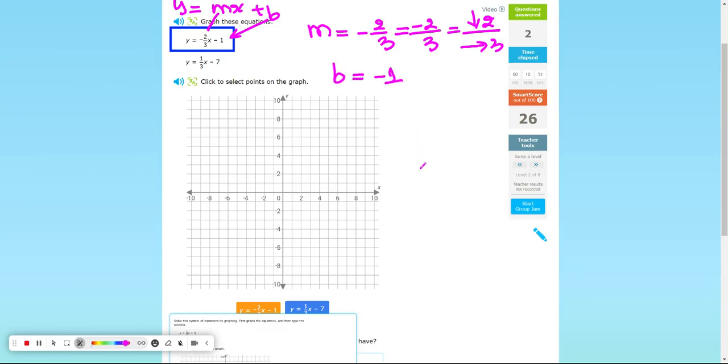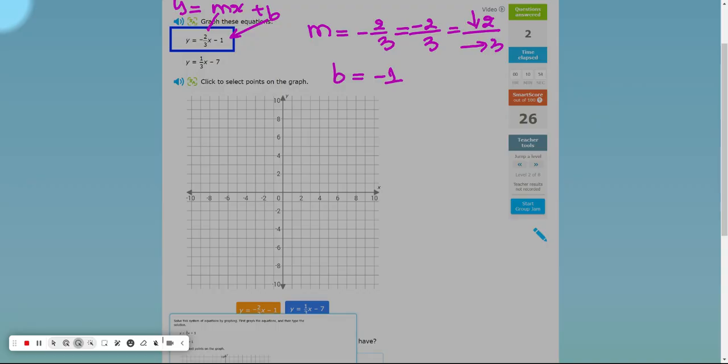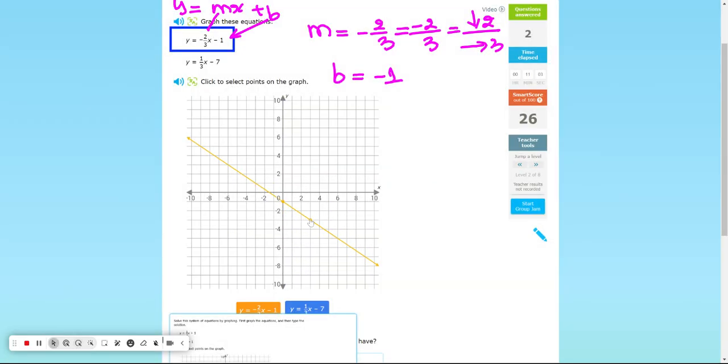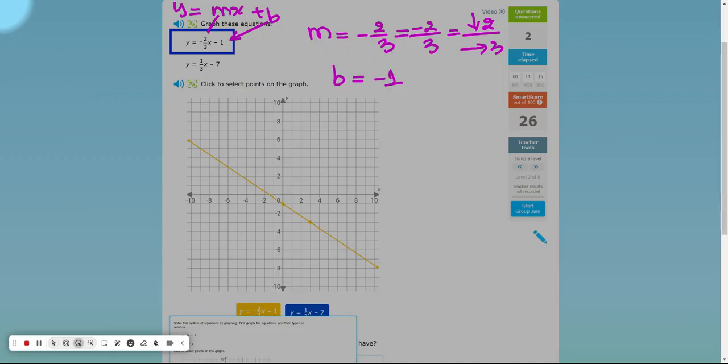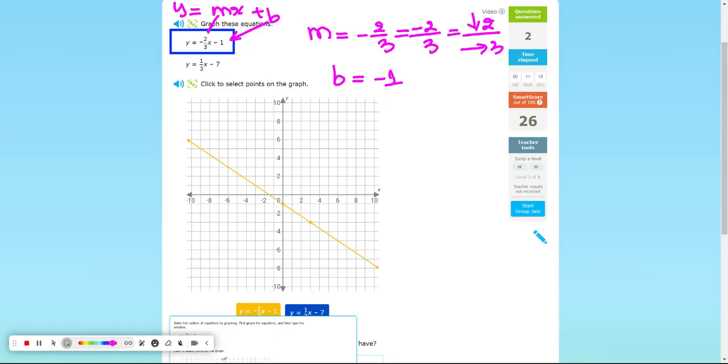So let's go and graph this. The b, negative 1, is right there, and then you go down 2, right 3. So we're done with the first line. Make sure I click on the second line so I can draw the second line. Let me get my little tool over here to highlight the second line. Here's my second line.